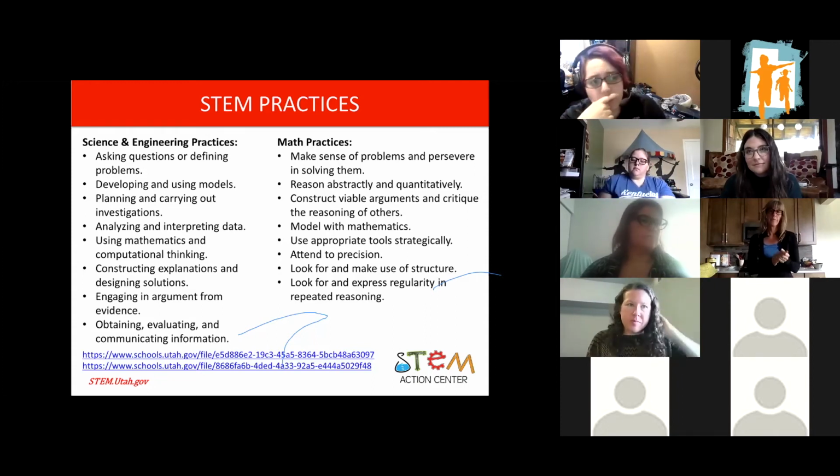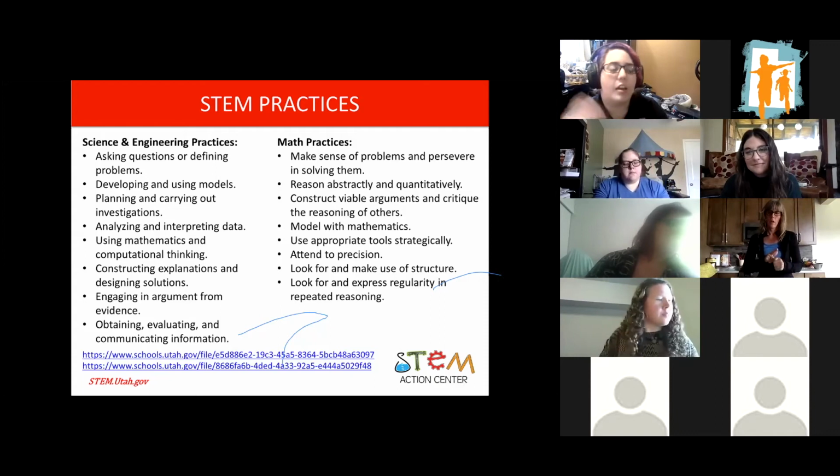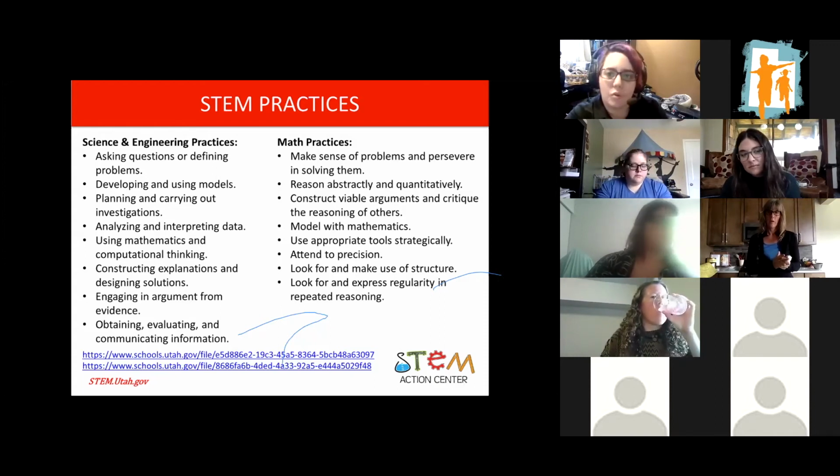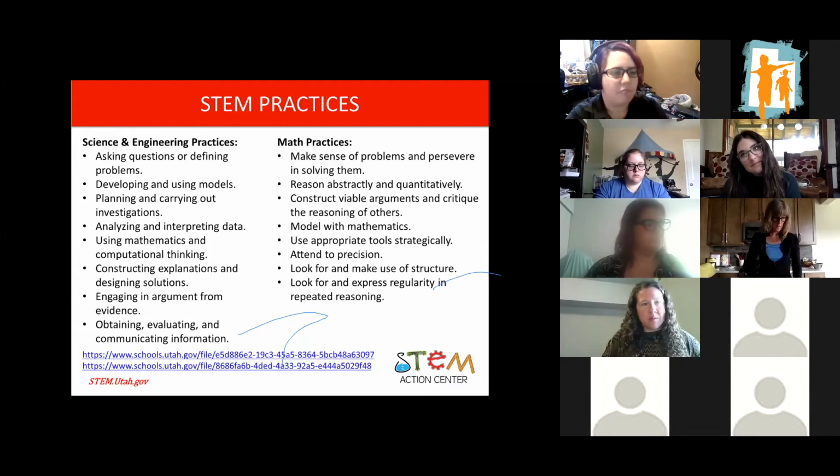So the new Utah SEED Standards combine science and engineering. Not every school has adopted these, but they will all by the year 2021. And they have these engineering practices.